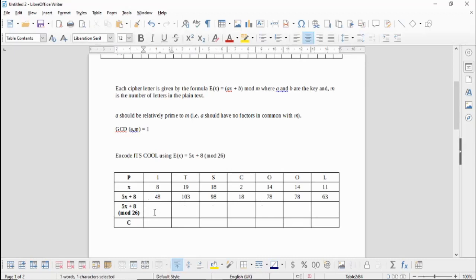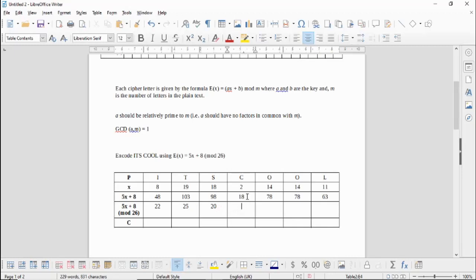these values mod 26: how many 26s can go into that number, and what's the remainder afterwards. So 26 can only go into 48 once, therefore its remainder will be 22. For 103, 26 can go into 103 3 times, 78. 103 minus 78 will give you 25. That will be its remainder. Again, 26 will go into 98 3 times, 78. 98 minus 78 is 20. So that'll be its remainder.